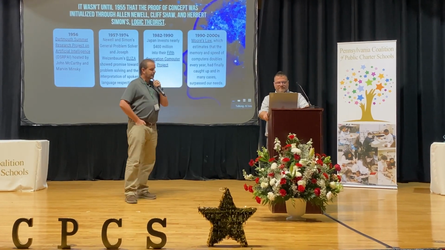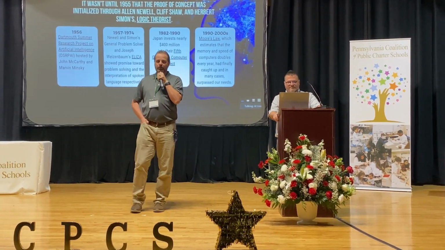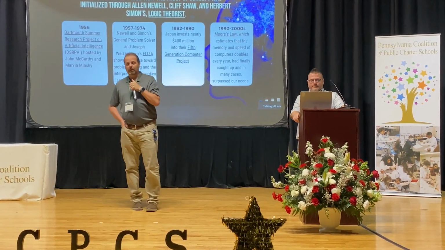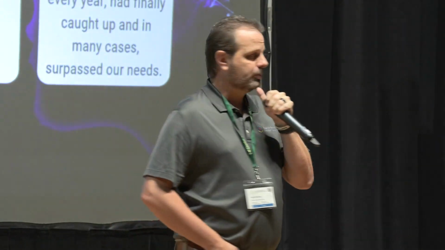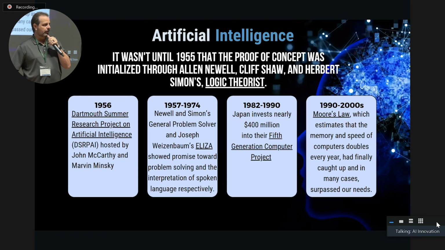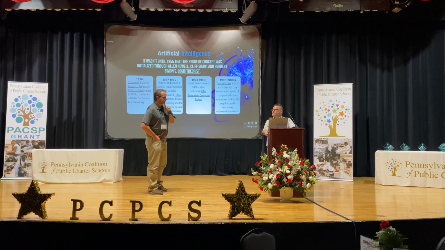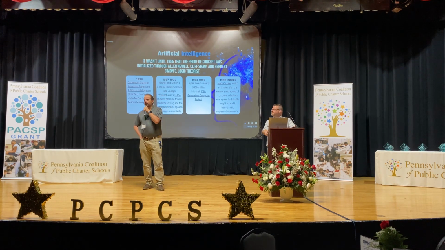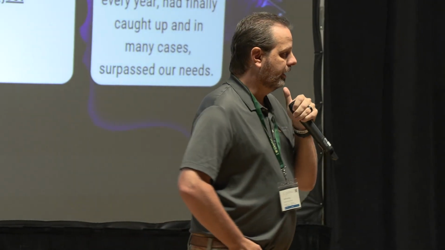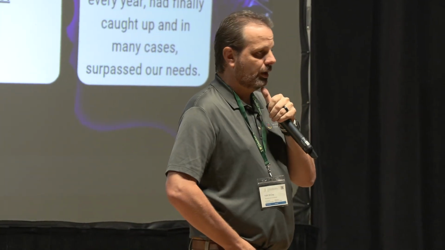Then from 1982 to 1990, Japan started pumping big bucks into their 5th generation computer. In the 90s to 2000s, we had Moore's Law, which pretty much said the memory and speed of chips were going to double each year, to the point where they've actually surpassed what we need them to do. If you remember, in the late 90s we had Deep Blue, the first artificial intelligence able to beat a human chess champion. Then later in the 2000s, we had Watson on Jeopardy.